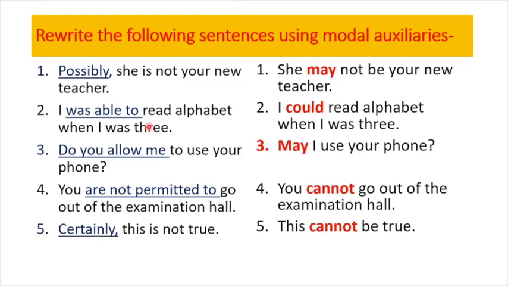Second is, I was able to read alphabet when I was 3. Was able to expresses ability. In the past, when I was 3, that means it should be in the past tense. In the past tense to express ability we use could. In the present we use can, but in the past we use could. So the sentence is, I could read alphabet when I was 3.